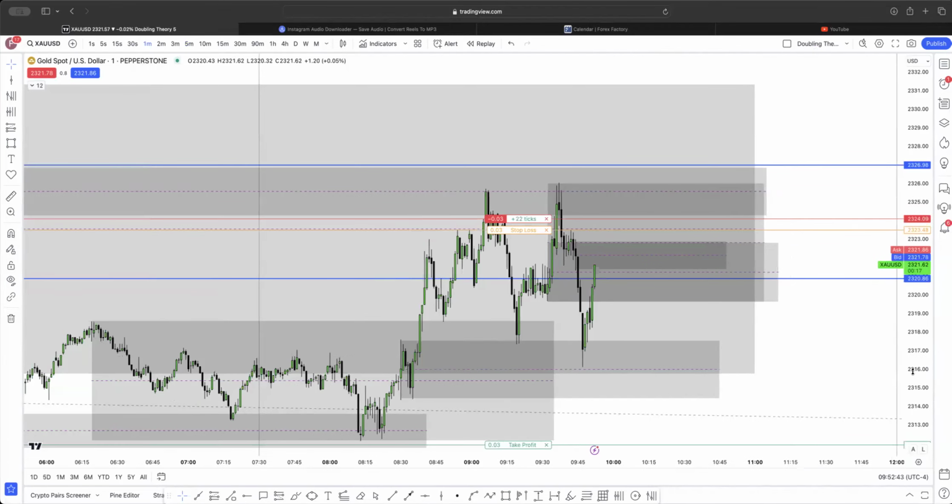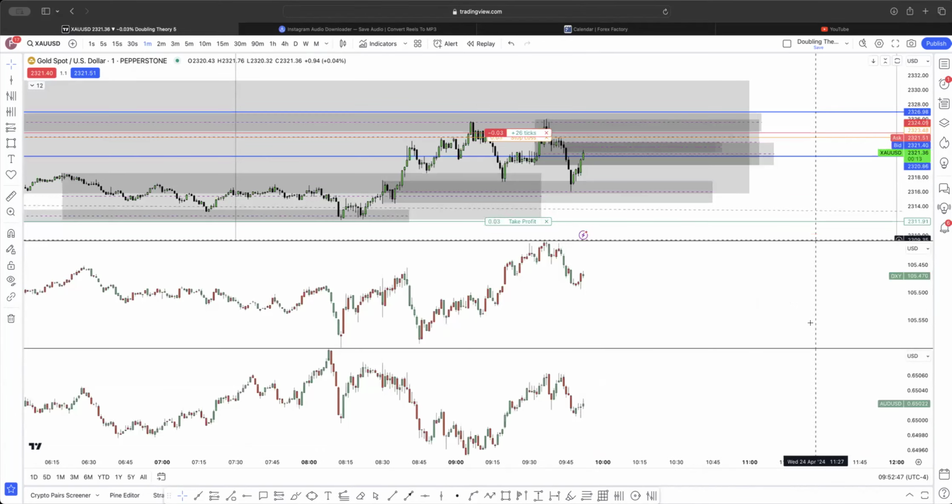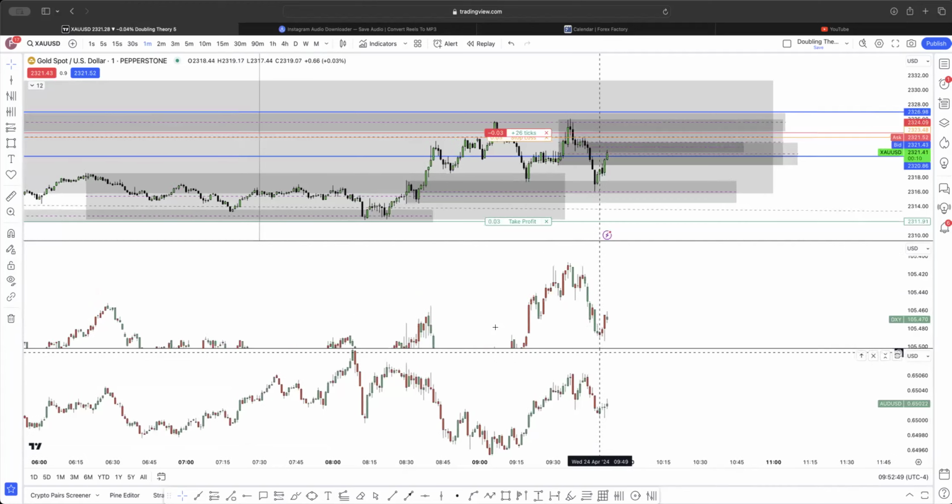A lot of boxes, right? But if you understand this, you understand. SMT, yeah, so far SMT holding, so far so good.